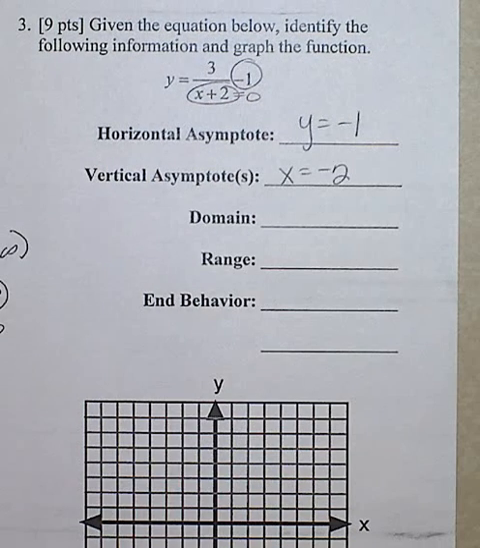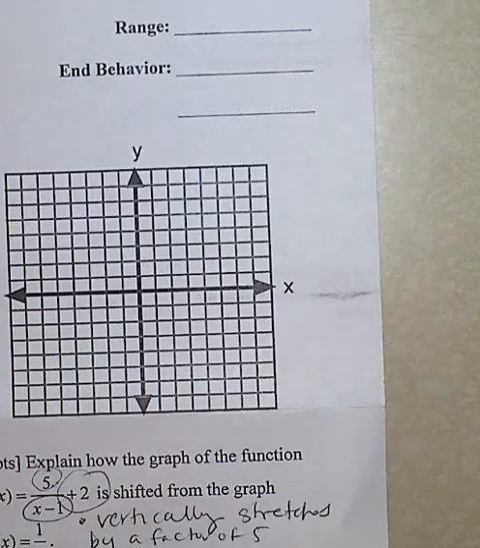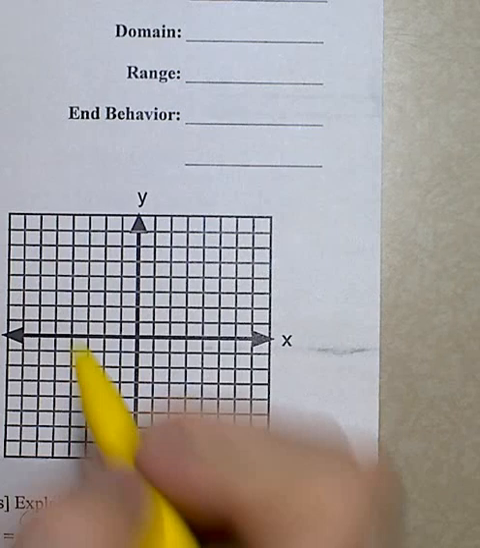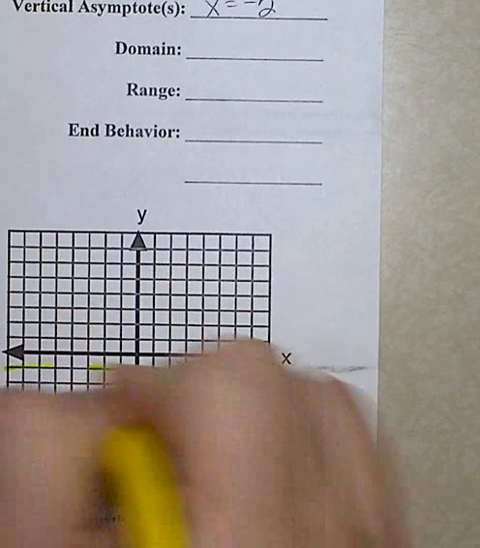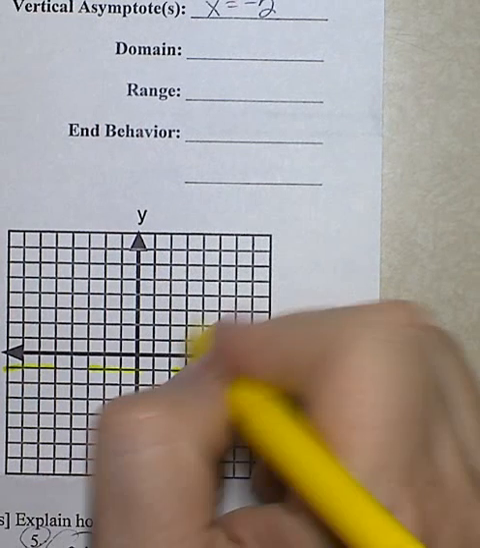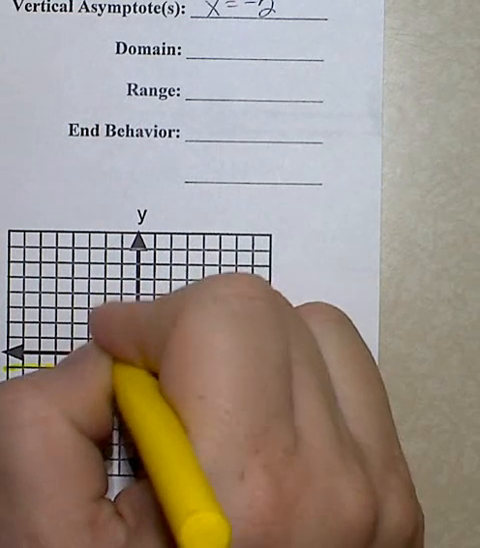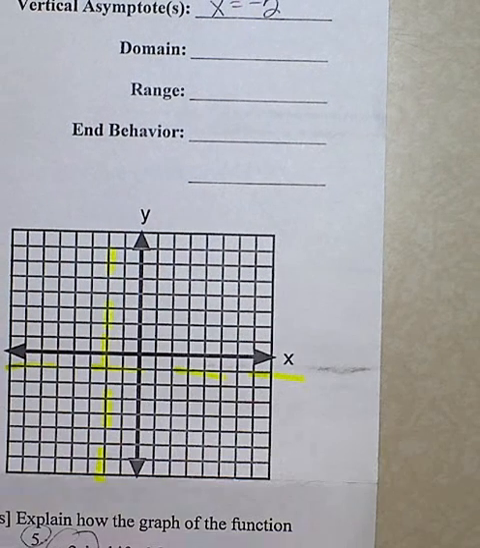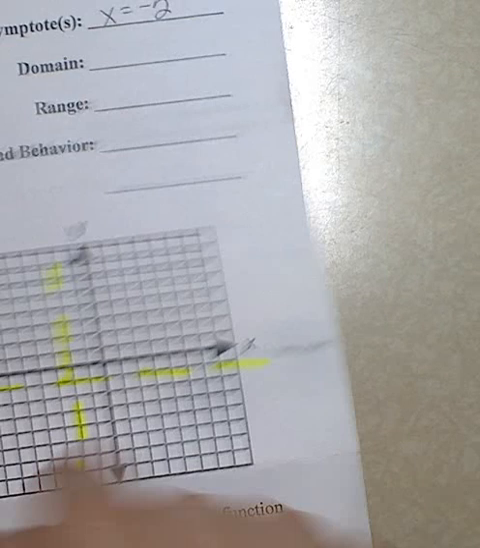So I'm going to come down below. I'm going to go to y equals -1. Identify the horizontal asymptote and x equals -2. And identify the vertical. So I can see 4 different areas here.